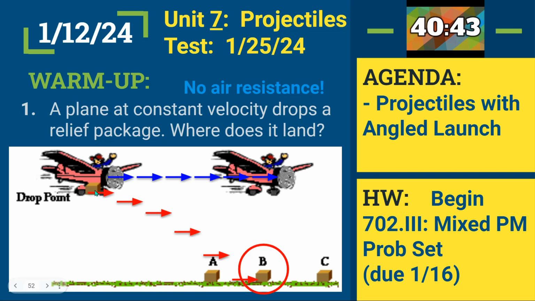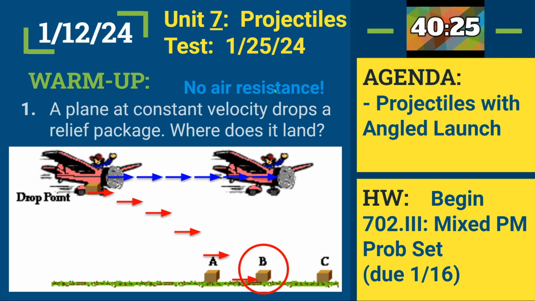And in the horizontal direction, there are no forces acting on the box. The only force acting on it will be the force of gravity. And so this box is going to keep moving forward at that same rate. The plane is going to keep moving forward at that same rate. They're going to keep pace with each other.